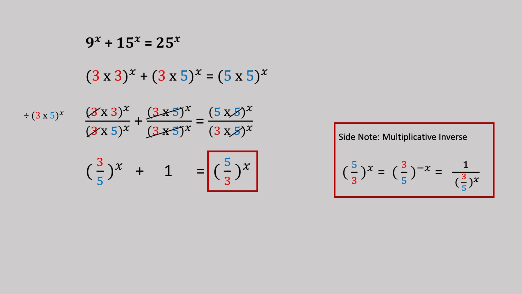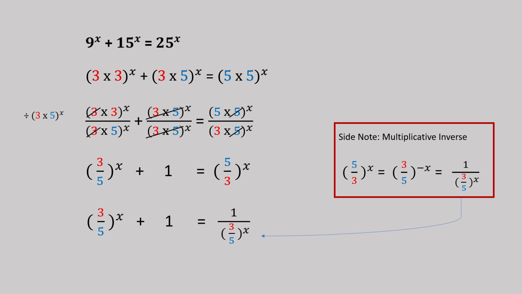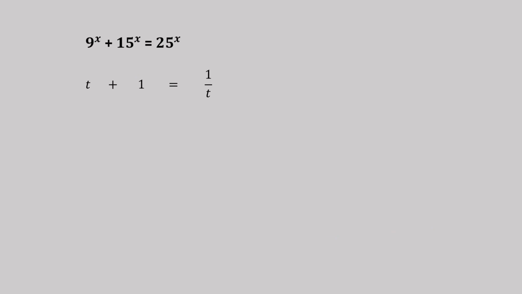Now, when you plug that result in, you can see that we have finally managed to reduce the equation expressed in terms of 3 over 5 raised to the power x. From this point, it's quite easy. Let's substitute t equals 3 over 5 raised to the power x in here, and we have a nice equation in terms of t. You can multiply the whole thing by t and rearrange the terms to get a nice quadratic equation.